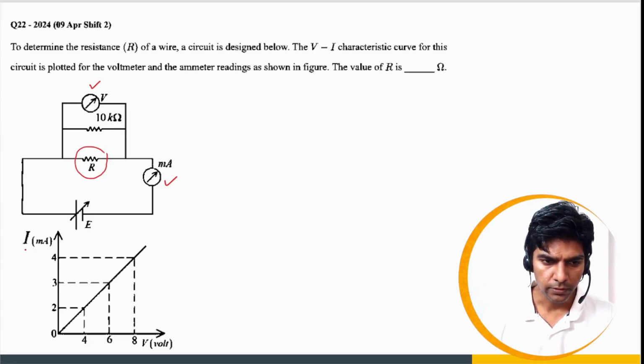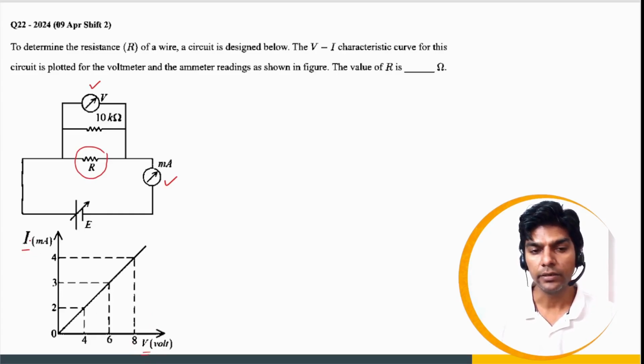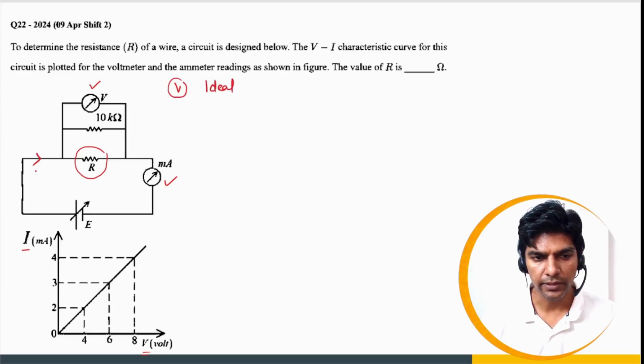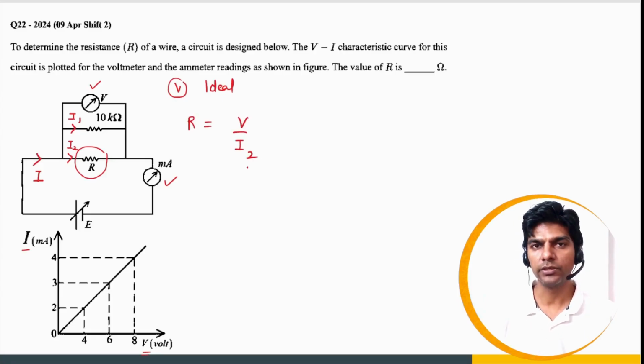If you look at the graph I versus V, this voltage is across the resistor R, but the current is through both the resistors, right? Here I'm treating voltmeter as ideal. So if this is the current which is being measured by the ammeter, it is nothing but the sum of these two currents, I1 and I2, and we have to find the value of R. So resistance will be reading of the voltmeter divided by I2. So that should be the value of R.